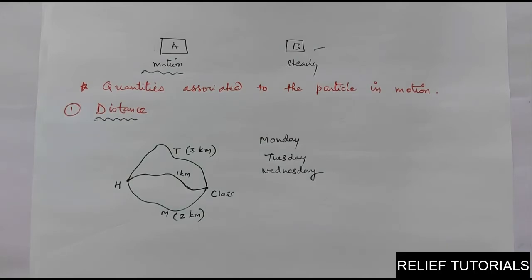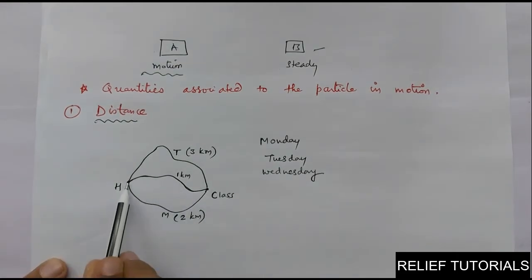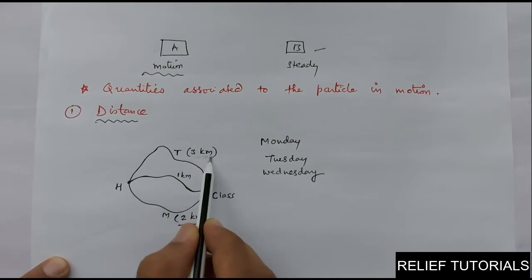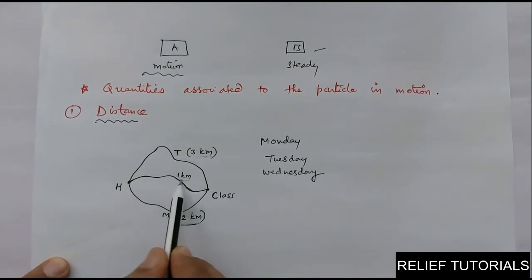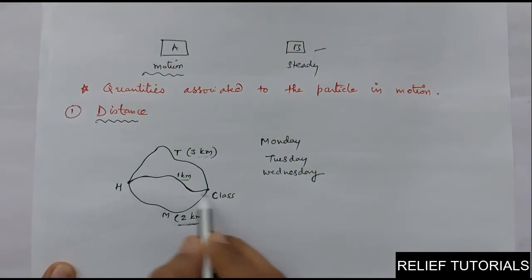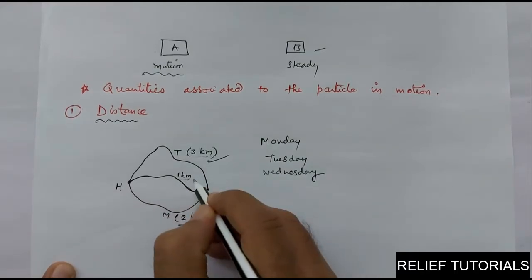Okay, but on each day you are following a different route. So that is the point, whatever the path you follow. On the first day you have followed this path, so you have traveled 2 kilometers. On the second day you have traveled 3 kilometers. On the third day you have traveled only 1 kilometer. So distance means what? Distance means length of the path. These are the distances.